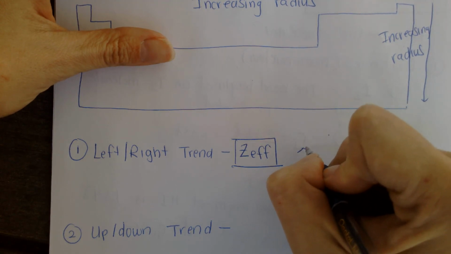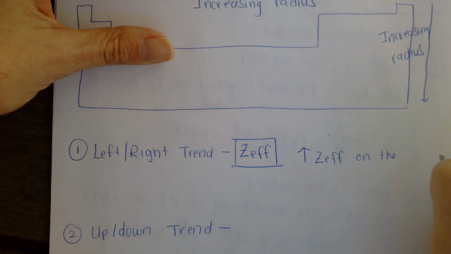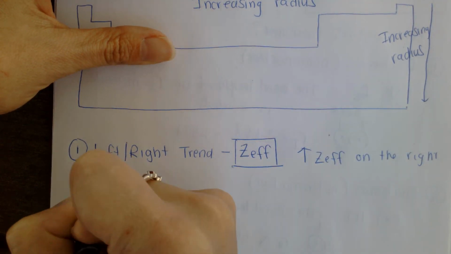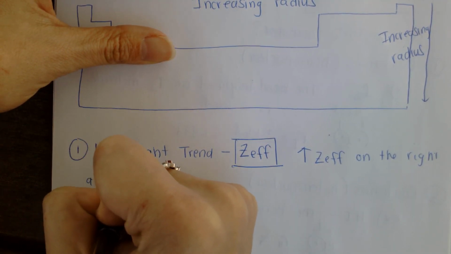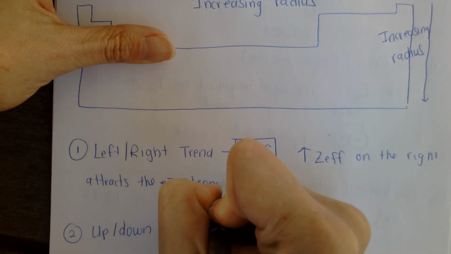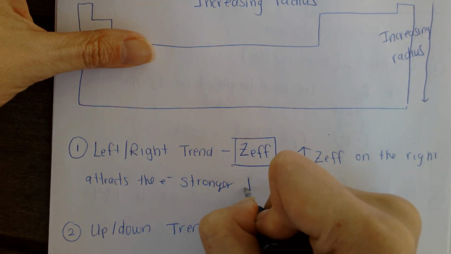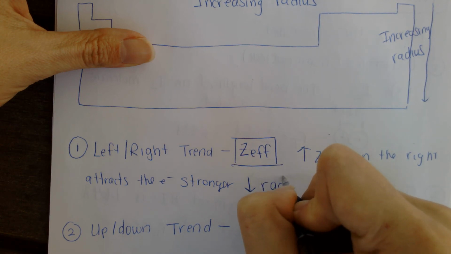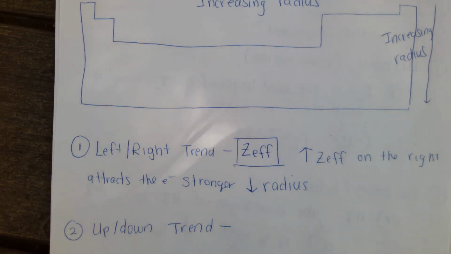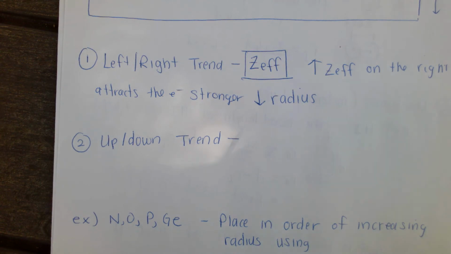Okay, so a larger Zeff on the right attracts the electrons stronger. And because you have that stronger attraction, it results in a smaller radius. If you have a stronger force of attraction, it's pulling those electrons in tighter, you get a smaller radius. Okay, so that is effective nuclear charge. That's how we explain that one.